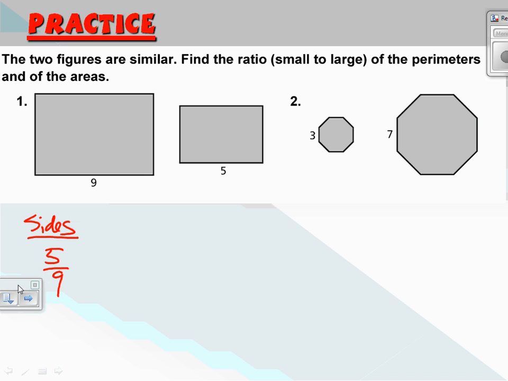So what's going to be the ratio of the perimeters? What's the ratio of the perimeters? Well, didn't we say that the ratio of the perimeters is exactly the same thing as the ratio of the sides? Yes, it is. I don't need the other sides to figure out perimeter. All I need to know is what the ratio is. Number one, the ratio of the perimeters is exactly the same thing as the ratio of the sides. So it's also 5 to 9.